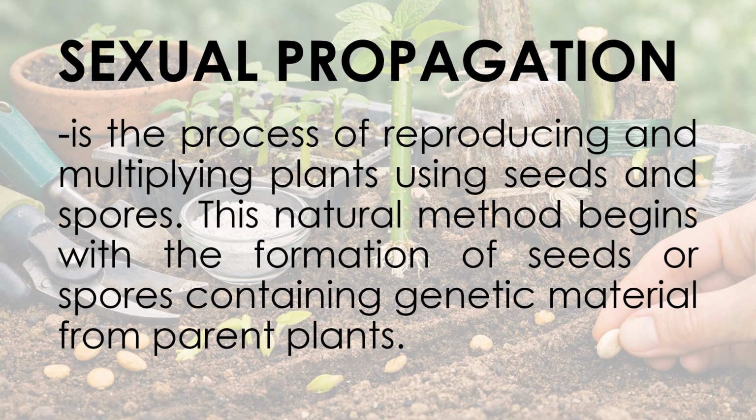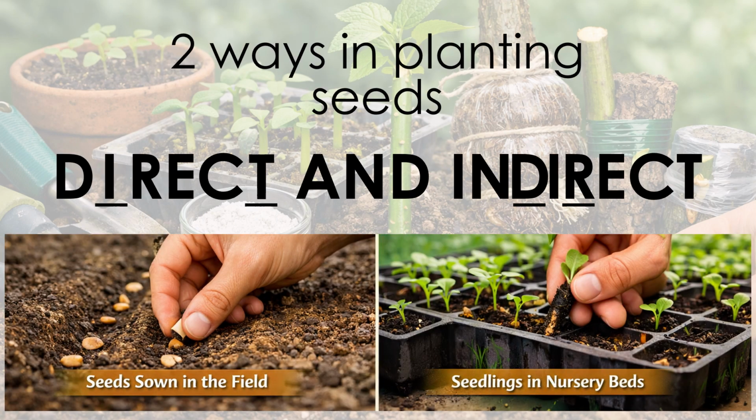Let's now focus on sexual propagation, the process of reproducing and multiplying plants using seeds and spores. This natural method begins with the formation of seeds or spores containing genetic material from parent plants. Crops like rice, corn, beans, and many vegetables are propagated sexually because they grow from seeds. This method ensures diversity in plant populations, which is vital for agriculture, food security, and ecological balance. There are two ways of sexual propagation: direct seeding and indirect seeding.